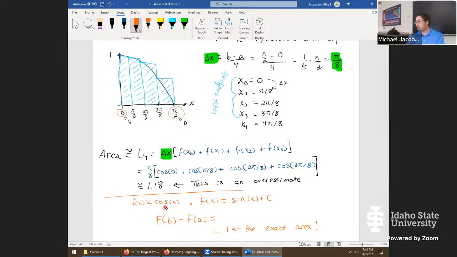When you go to do the F of b, you would have a sine pi over 2, plus c, and then you go minus in your F of a, and here's where the mathematical miracle essentially occurs. This is sine of 0 plus c. The negative sign distributes. It wipes out that arbitrary constant, whatever it would have happened to be. And so this means you can just take the simplest antiderivative, let that constant be 0, because it turns out it doesn't even matter in this process. Every antiderivative will give you 1 as the exact area in a strange, strange way.